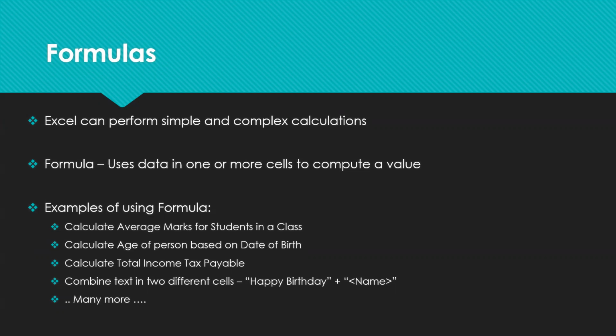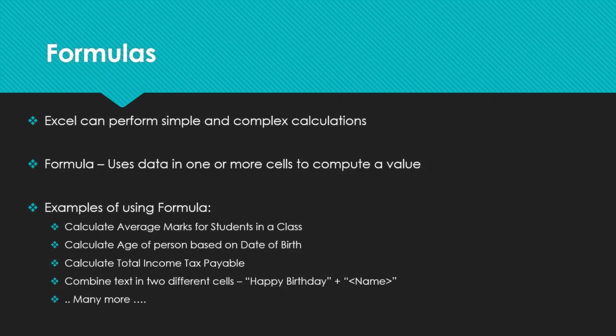Okay, so a formula uses data in one or more cells to compute a value. What do you mean by one or more cells? So let's say you want to add all the numbers in a particular range of cells. If we have 10 cells and we are going to add them and display the result in the 11th cell, that's what we mean. We are trying to compute values in one or more cells to get a value. So we can use formulas for those things.